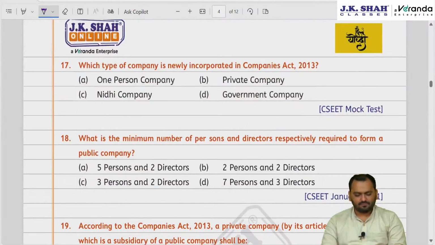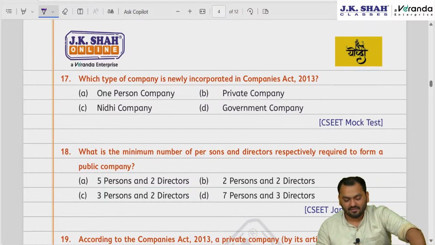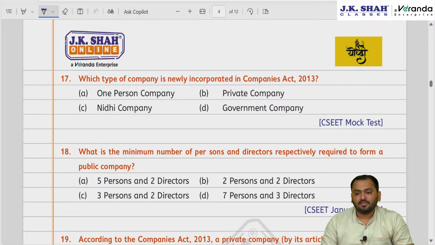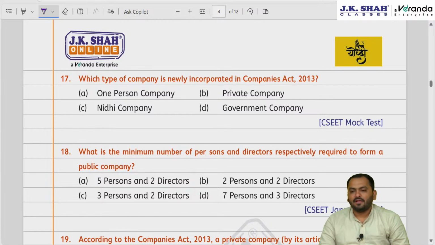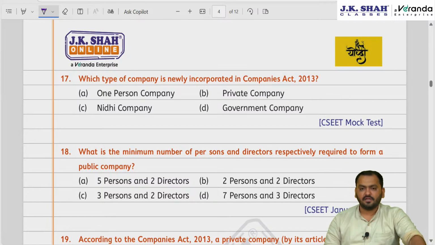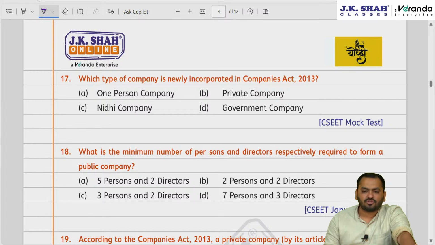Let's go. Which type of company is newly incorporated in the Companies Act 2013? Which is the new type of company? The options are one person company, private company, needy company, government company. What is it? So friends, let me tell you, outside India, different countries have different company laws, corporation acts and different things. In many countries company law says that even a single person can incorporate a company. But in India there was no such option.